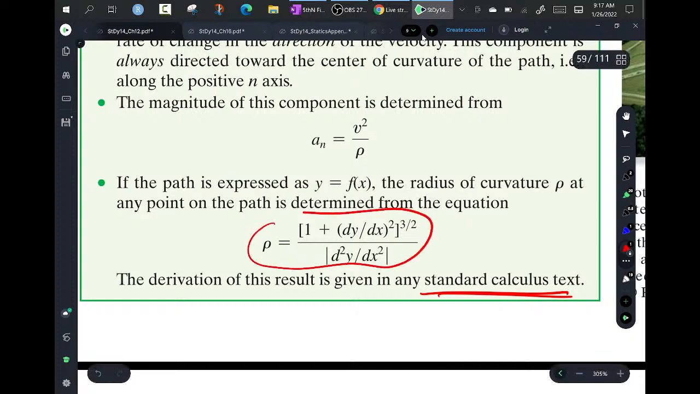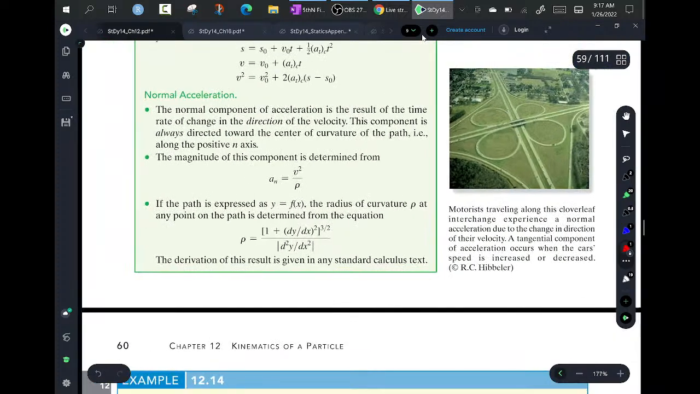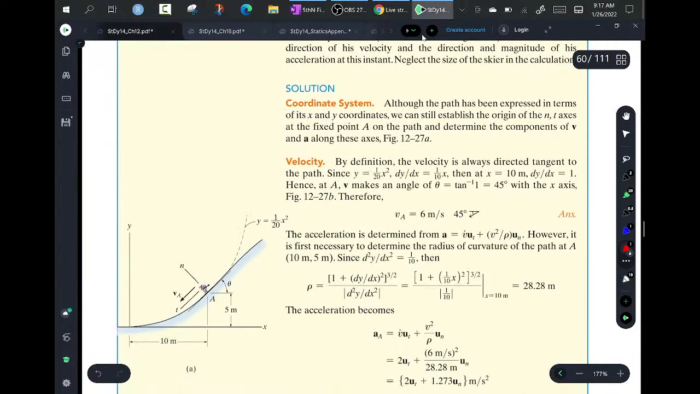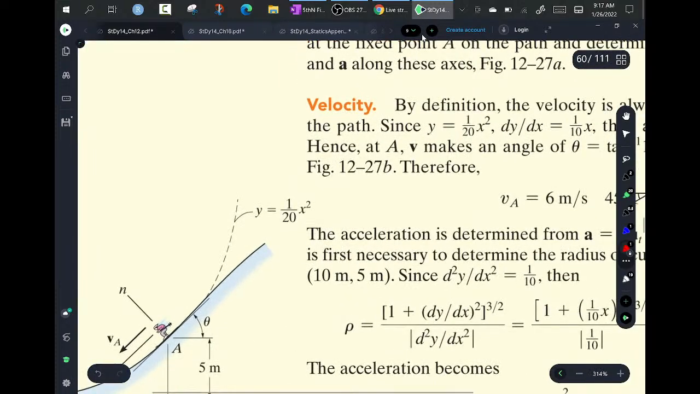So all you have to do is take this derivative, take it twice, stick the first derivative right here, square it, and you have the 3/2. Take the second derivative, take the absolute value in the bottom. So here, is it this one? Yeah, this one he comes up with, case in point.